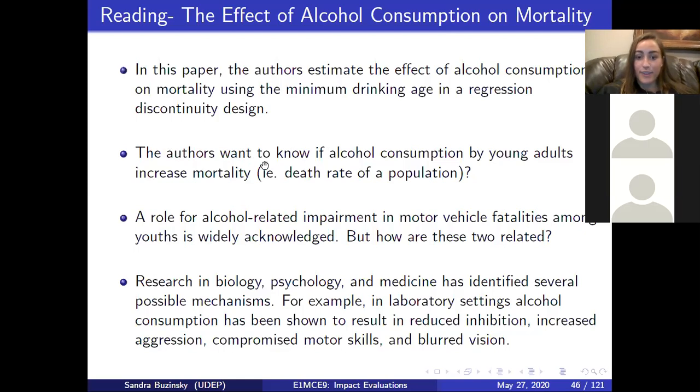Anyways, the authors want to know if alcohol consumption by young adults increases mortality. That's just the death rate of a population. A role for alcohol-related impairment in motor vehicle fatalities among youth is widely acknowledged. It's basically known that once young people start drinking, there are more car crashes, whether from drunk driving or whatever reason. But how are these two related? We want to know what the causal effect is.